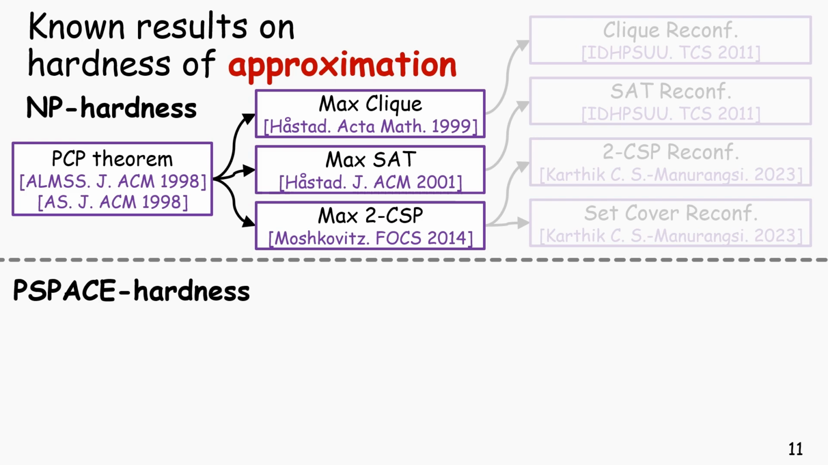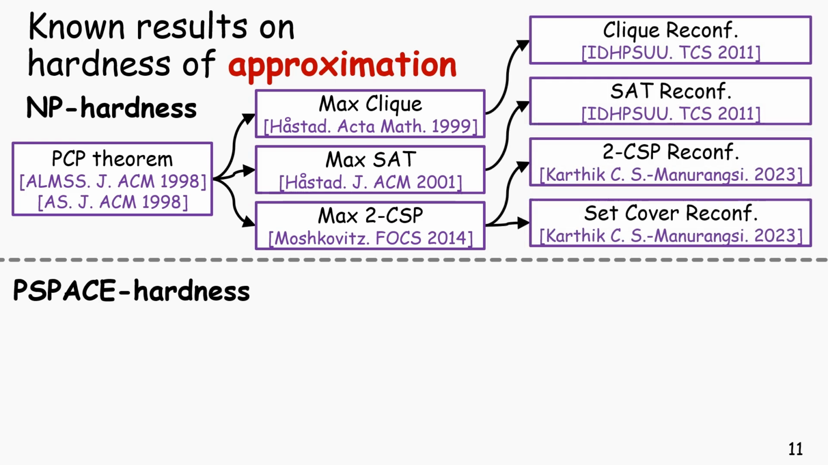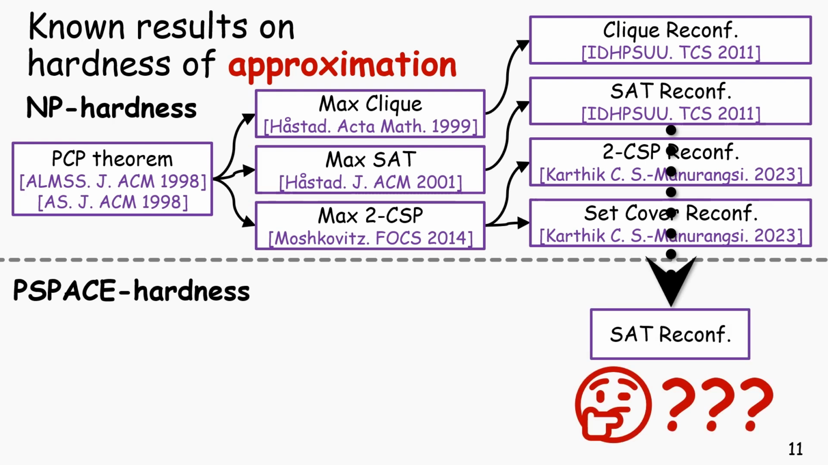Here we review known results on hardness of approximation for reconfiguration problems. By using hardness of NP optimization problems, which are based on the PCP theorem, it is shown that optimization versions of Clique reconfiguration, Set Cover reconfiguration, 2CSP reconfiguration, and Submodular reconfiguration are NP-hard to approximate within a constant factor. Since reconfiguration problems are PSPACE-complete, NP-hardness results are not optimal. But NP-hardness may not be directly transferred into PSPACE-hardness.